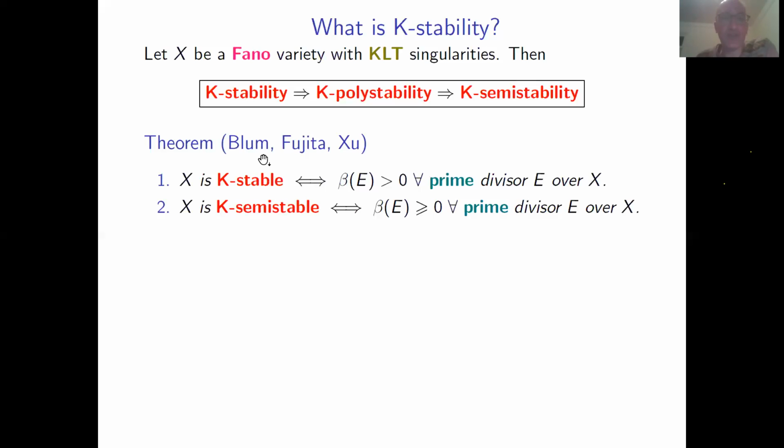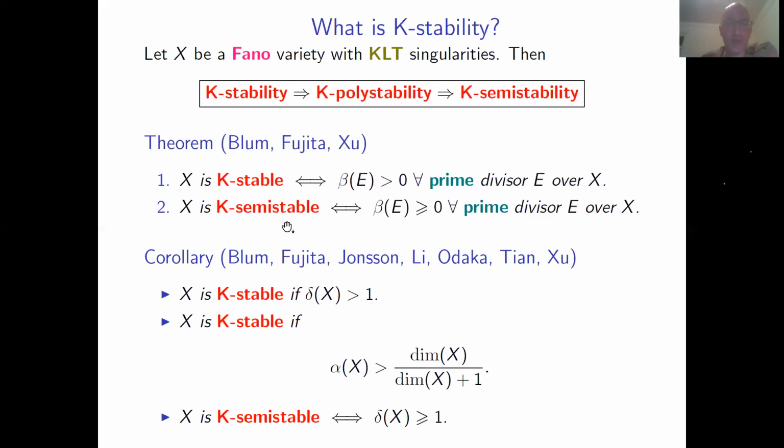So we have the theorem by Blum, Fujita, Xu, and Li Chi, a very nice theorem which you can take as a definition. But of course, it doesn't immediately define K-polystability. It gives you K-stability and K-semistability. K-polystability is a bit more subtle. I'll tell you about it a bit later, on the next slide. But this theorem, together with the previous slide, implies this corollary. And this corollary has more names because some parts of it were proved earlier than the theorem. This field is so rich that some nice results come after other results.